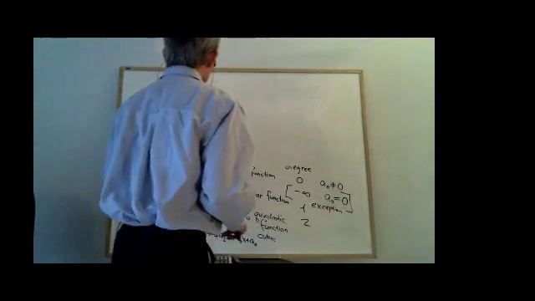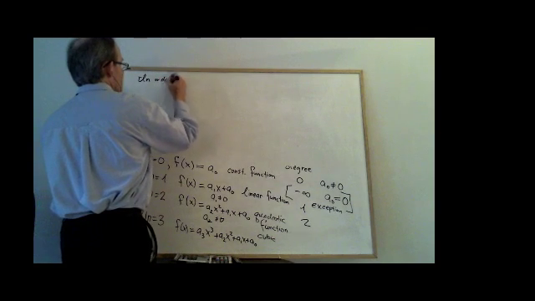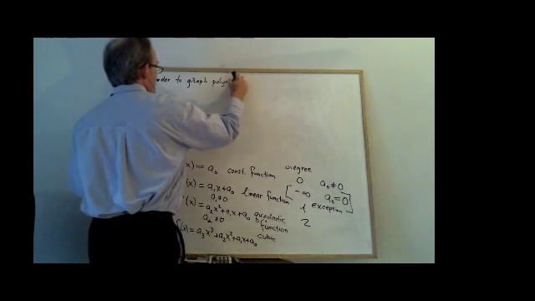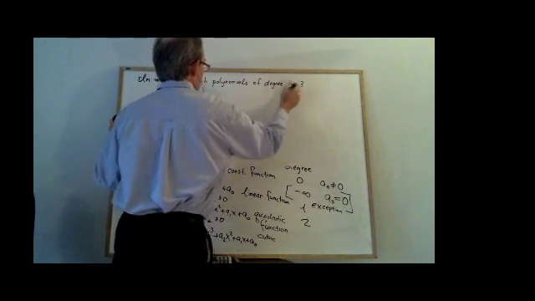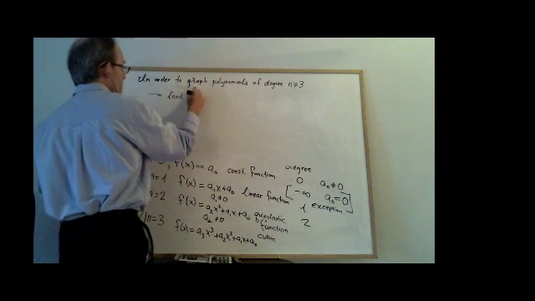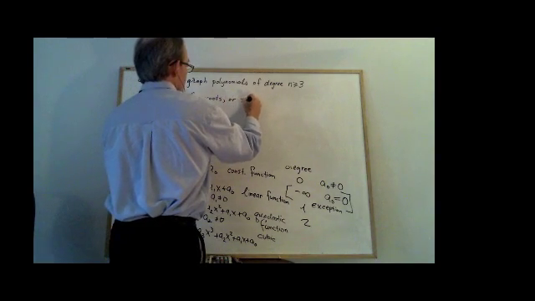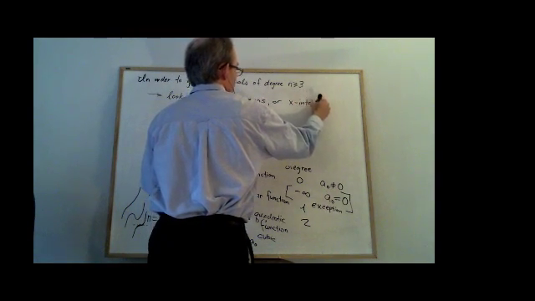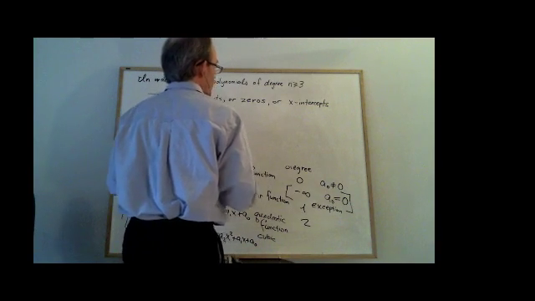The roots are also called zeros. So in order to graph polynomials of degree n greater than or equal to 3, one thing we can do is look for the roots, also called zeros, or also called x-intercepts, of the polynomial.